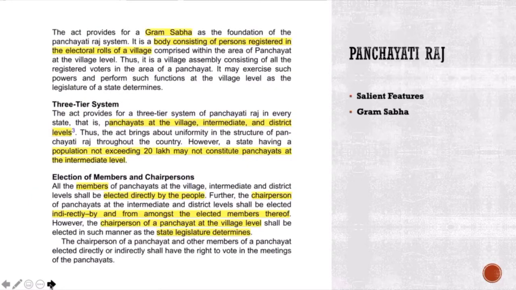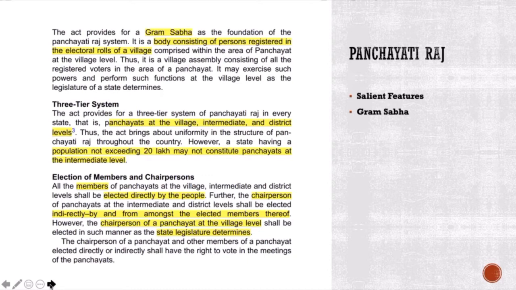Now, this Act provides for a Gram Sabha in Panchayati Raj. If you start looking at the salient features here, let's talk about the Gram Sabha. The Act provides for a Gram Sabha, and this is the foundation of your Panchayati Raj system. It is a body consisting of persons registered in the electoral rolls of a village, comprising the area within that panchayat at the village level. So wherever you go, whichever village or town you're from, anybody who's in those electoral rolls is part of the Gram Sabha.